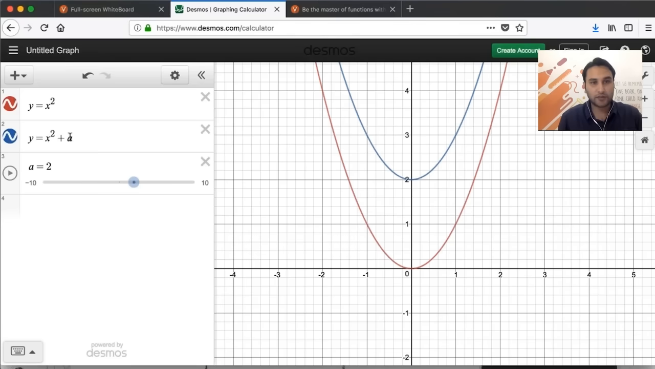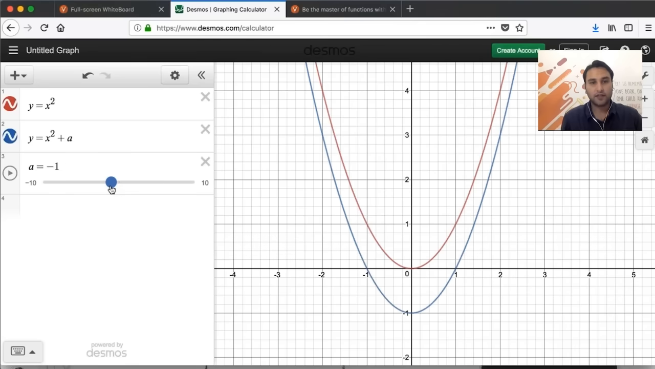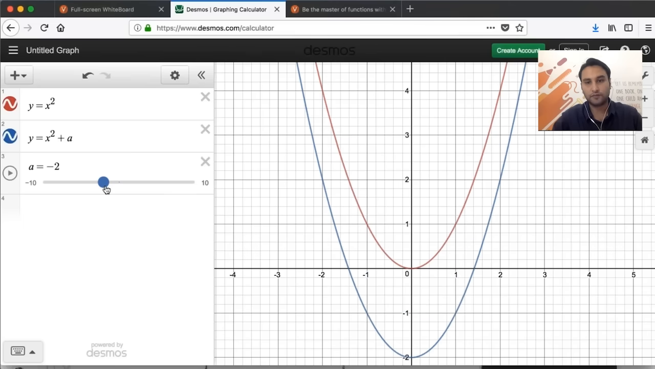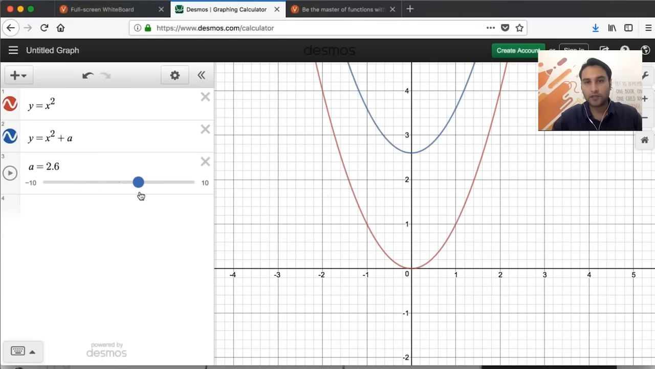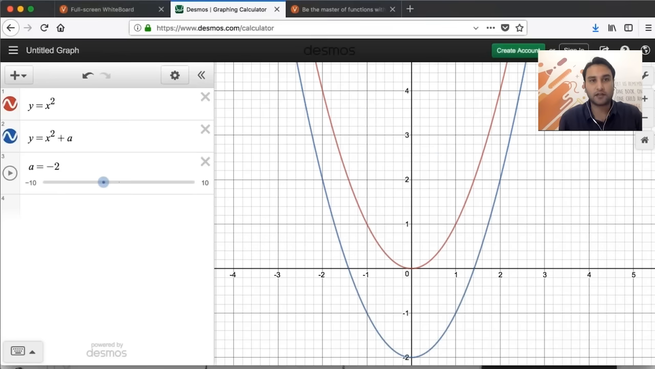If it is x square plus 2, the graph has moved up by the distance 2, right? Similarly, if I decrease the a, the graph will come down. If a becomes negative, if it is x square minus 1, see the graph comes down by distance 1. X square minus 2, the graph goes down by 2, right? So the graph is either going up or going down, vertically. So we call this a vertical transformation.